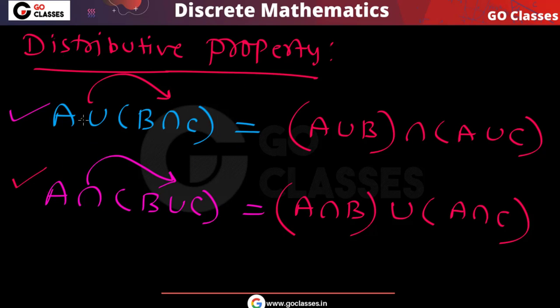Distributive property means A union (B intersection C). So this union you can distribute over intersection. Similarly, this intersection you can distribute over union. So A intersection (B union C) means (A intersection B) union (A intersection C). So this is the distributive property.